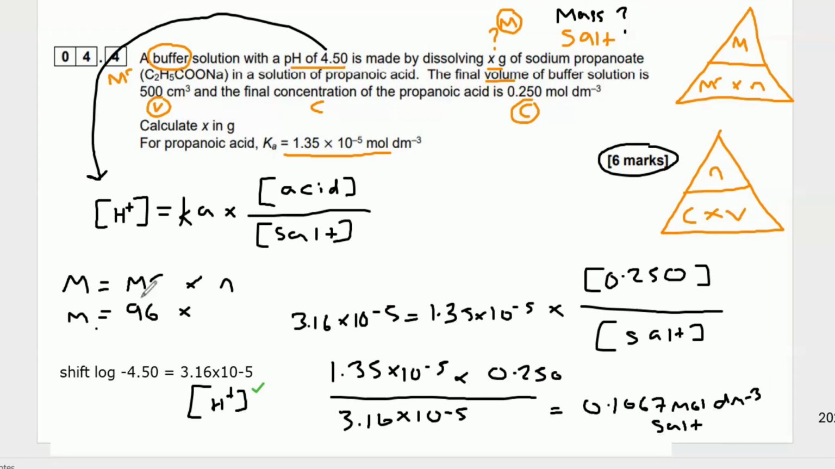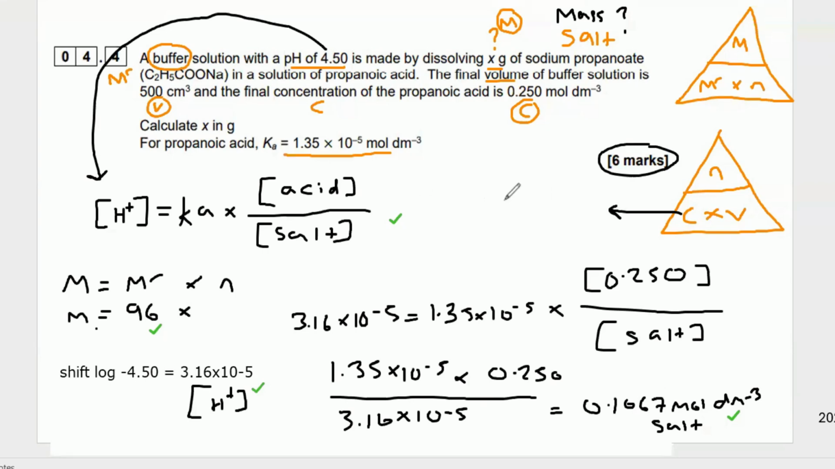So we've now worked out our concentration of salt. So actually just using this equation will pick us up a mark. Obviously working out the MR there has picked us up a mark. Now we've got the concentration of the salt. I want to use that to find the moles of the salt so I can stick it over here and work out the mass. Times this by the volume. Well, it says the final volume of the buffer solution, the whole thing, is 500 centimeters cubed. So we want to do conc times volume.